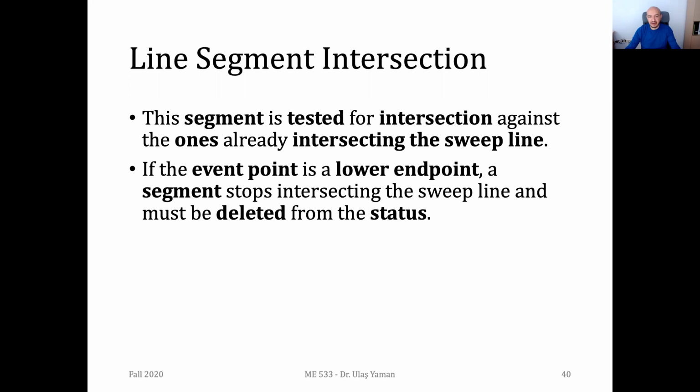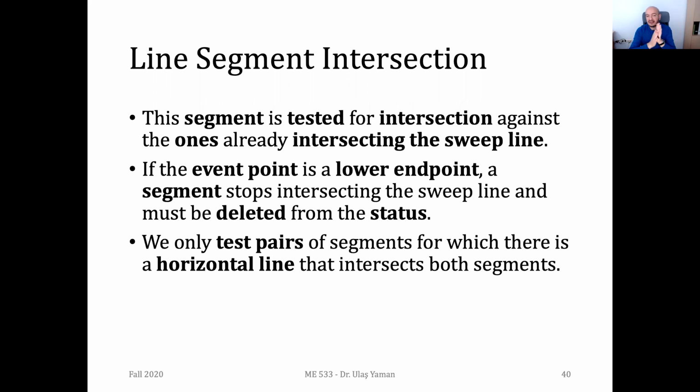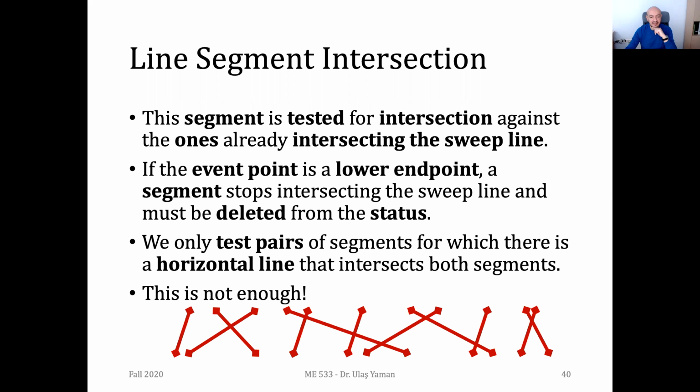But if it's a lower end point, then that means one of the line segments is going to disappear from our status data structure. If that's the case, then again, it's better we do some tests to check whether we have some intersections between the line segments. But we know that this is not enough, since that one will not be output sensitive.